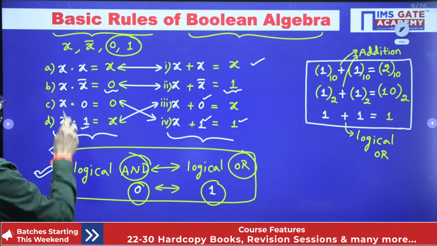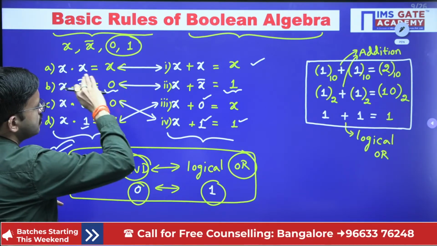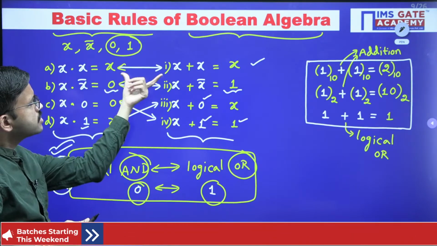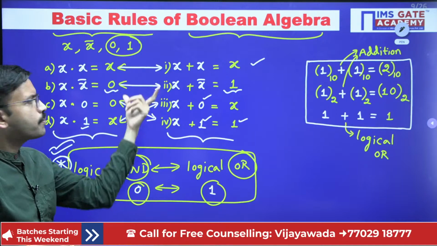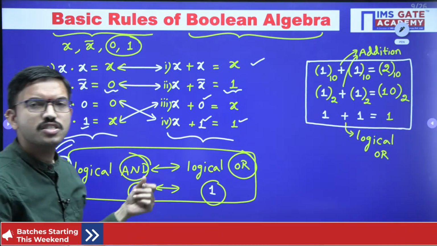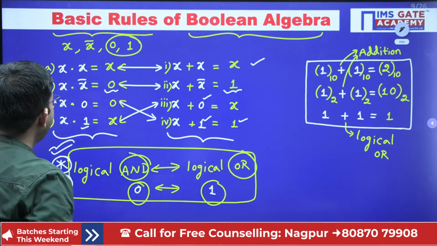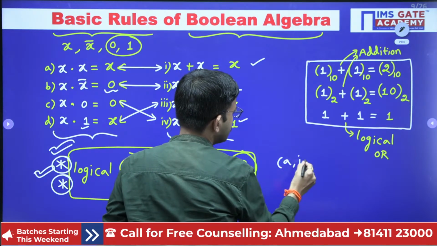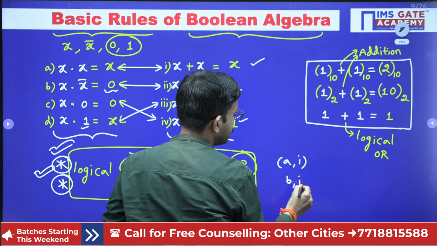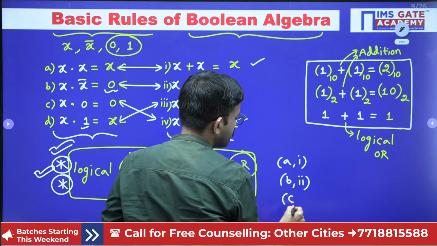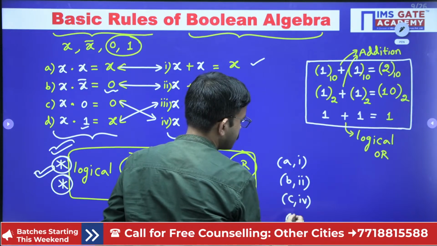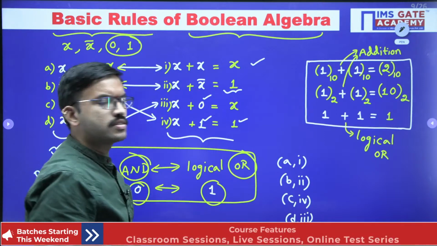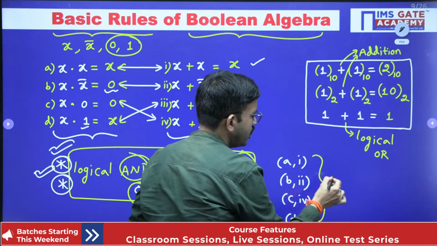So that means wherever we have arrow marks, since you are getting a pair of equations, we can say it is a dual pair. Here you can write a comma 1, b comma 2, c comma 4, and d comma 3. All these are dual pairs.